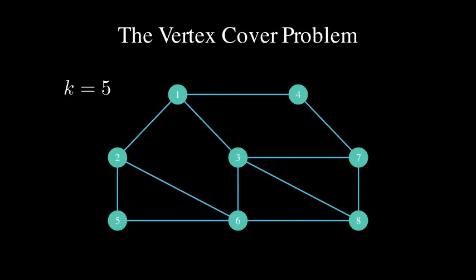Let k be equal to 5. There does indeed exist a vertex cover of size 5. Every edge in this graph is incident to at least one of the vertices 3, 2, 6, 4, and 7.